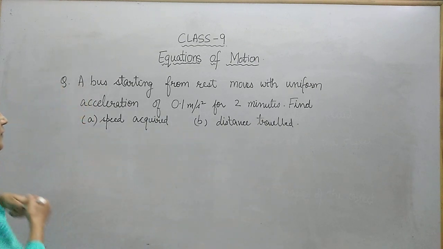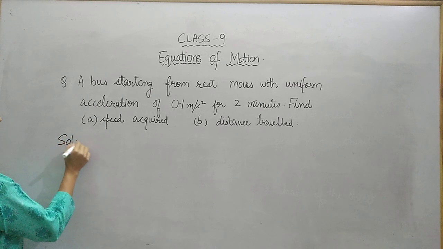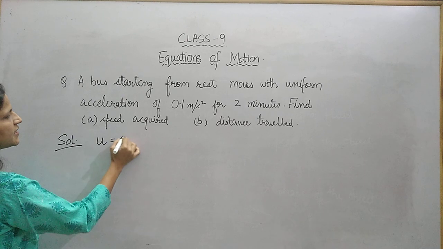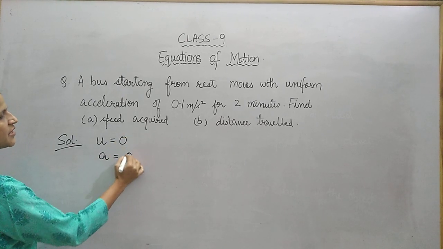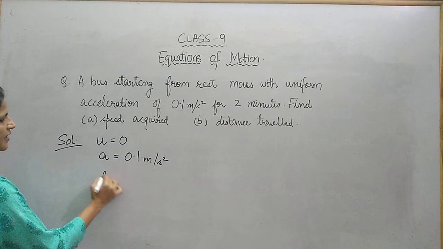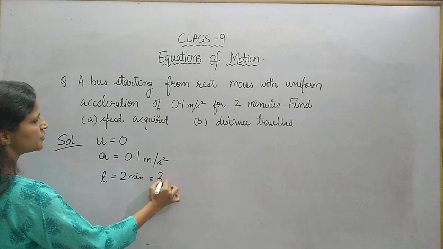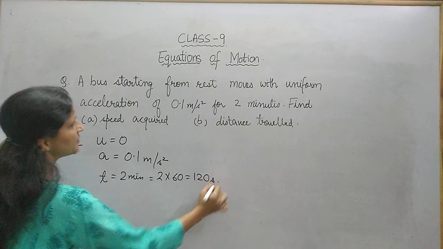So here what our factors are given are, we know that if it is starting from rest, then the initial velocity is 0. The acceleration is constant and its value is 0.1 meter per second square. Time taken is 2 minutes. 2 minutes means 2 into 60, that is 120 seconds.